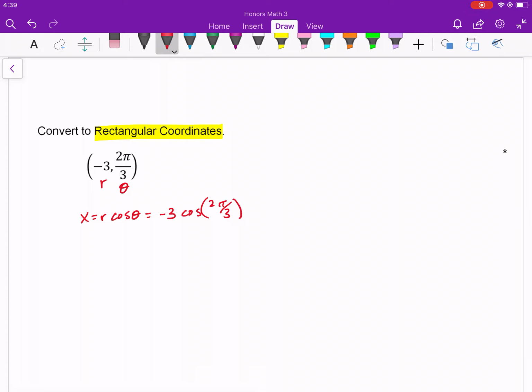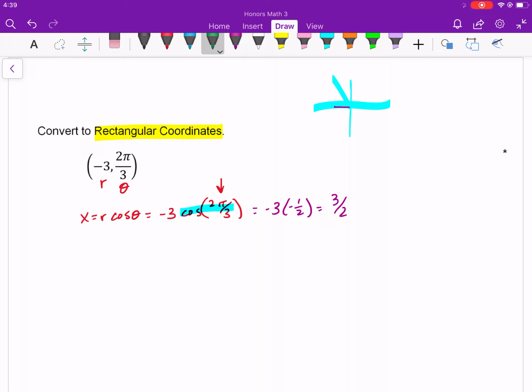This is where knowing your unit circle values will be helpful because cosine of 2 pi thirds, I'll do it really quick right here. 2 pi thirds is right here. Cosine is a short length, so it's going to be -1/2. So this is just positive 3/2 when you multiply that out.